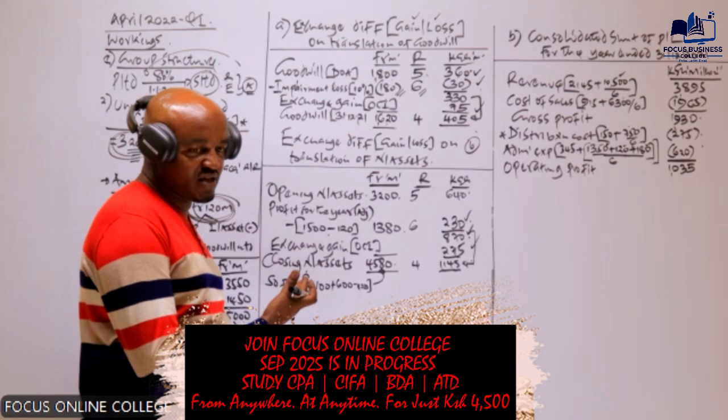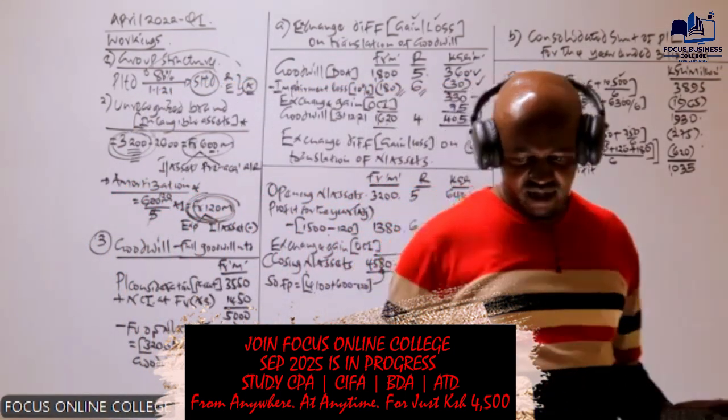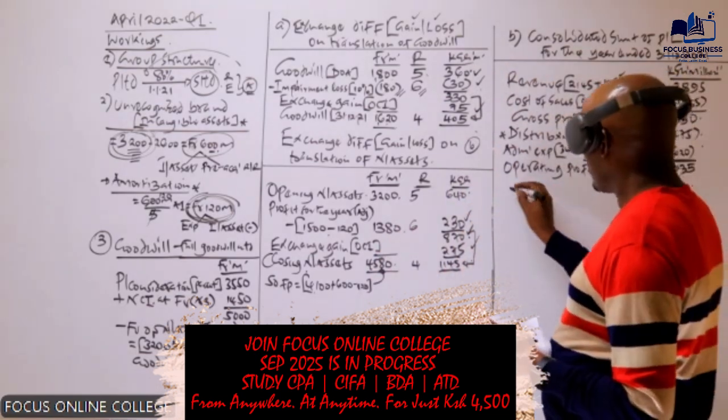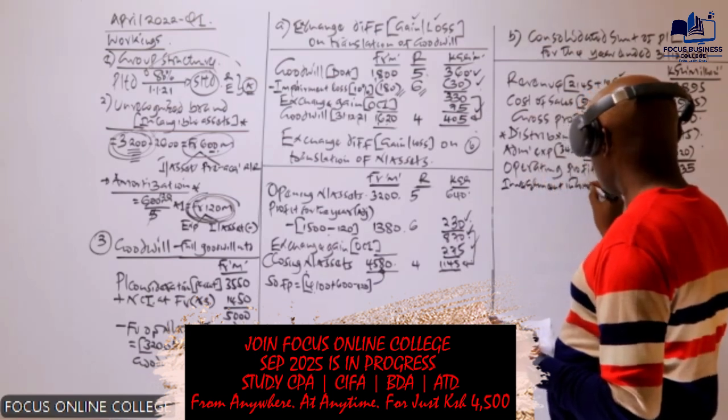And actually, this is a question they keep on repeating. I think this question was still tested some time back. This is an area which is very, very important, and very, very simple. So then below that, we have investment income.